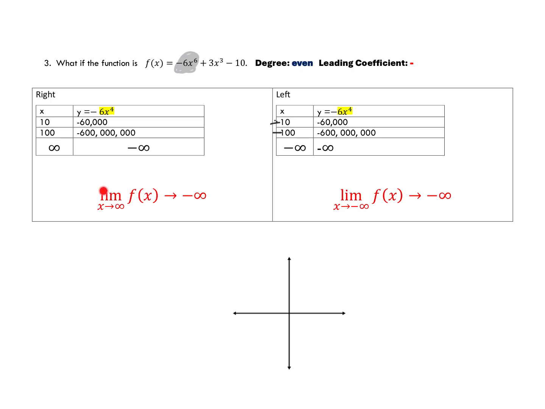So this is how the behavior is illustrated to the right, and this is how the behavior is illustrated to the left. And again, I can see here both arrows are going down. I want you to notice that when the degree is even, the arrows are pointed in the same direction. When the leading coefficient is negative, they are pointed down. When the leading coefficient is positive, they are pointing up, both of them.